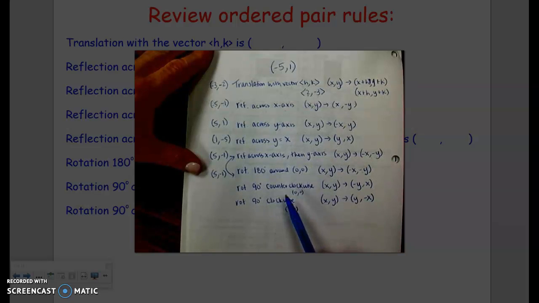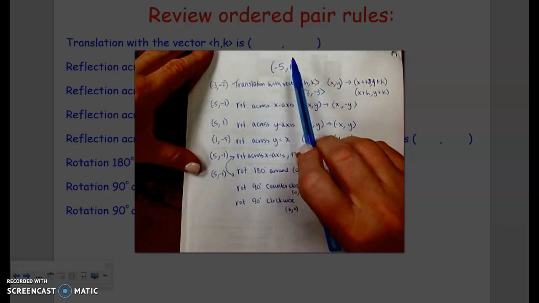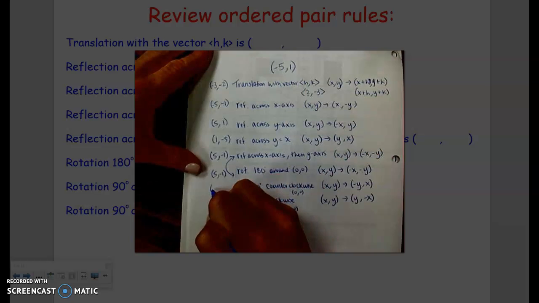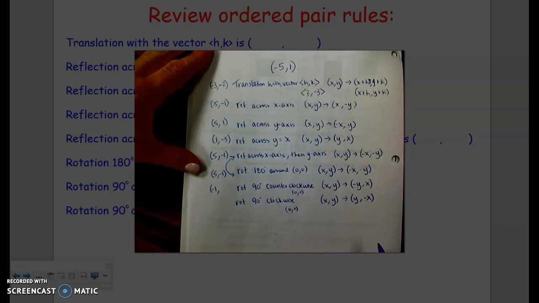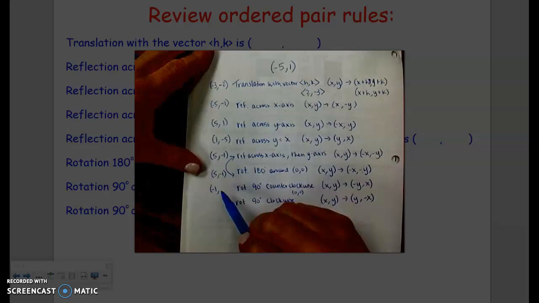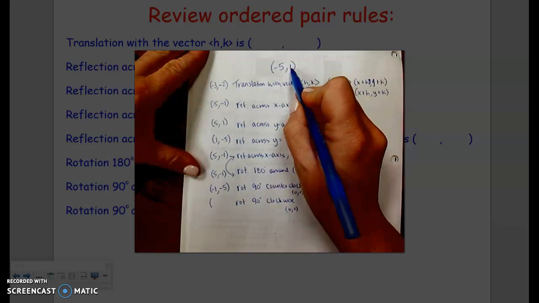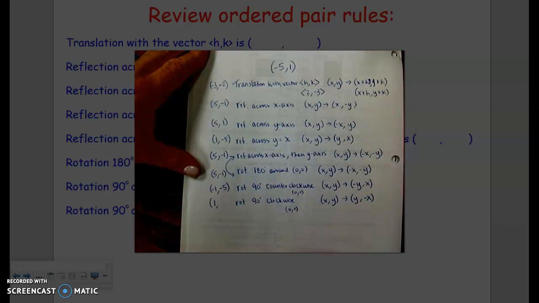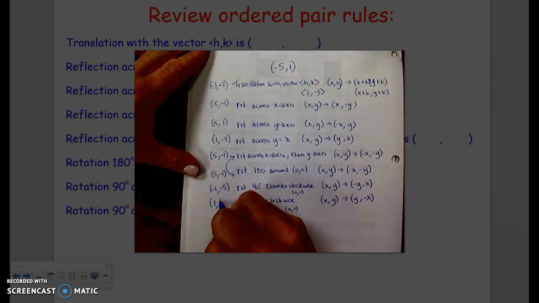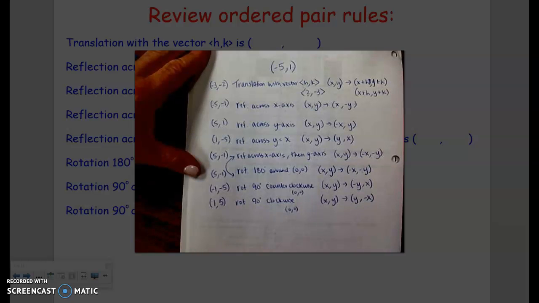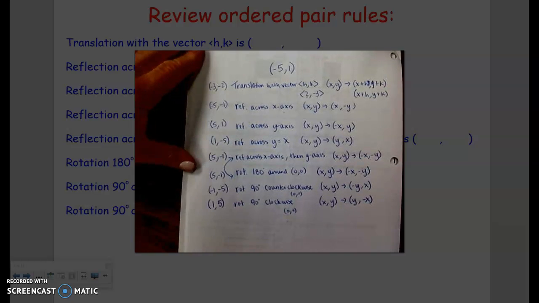Rotation 90 degrees counterclockwise switches the x and y and changes the sign on y. So my y was 1, so my x will be -1, the opposite of that y. My x becomes the new y, -5. If I rotate clockwise, then I'm going to switch the coordinates but change the sign on the x. So my new x was my old y, so it's just 1. But my new y is the opposite of x. x was -5, so the opposite of that is +5. So really study these transformations.